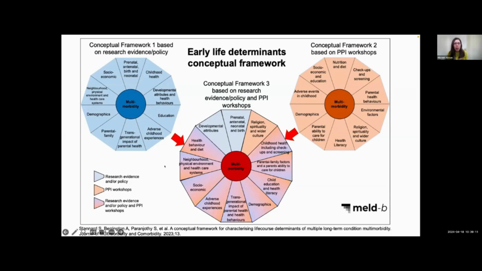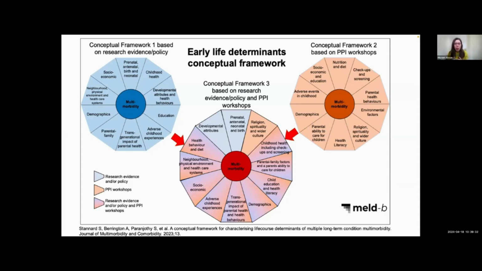So we did a public engagement co-production workshop to understand what are the missing, particularly what people think about these domains that we've developed in blue, and what are the missing factors. So we did another conceptualization from these PPI workshop in orange.